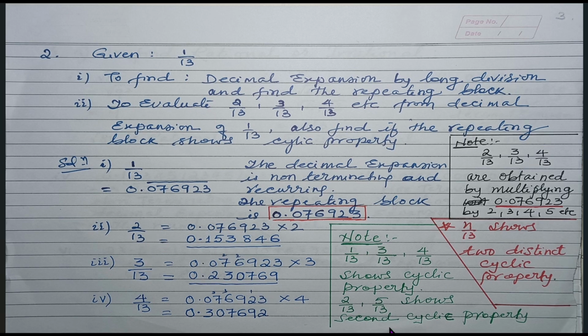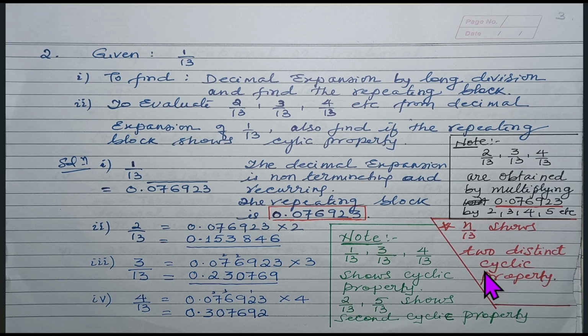So therefore we have two types of cyclic properties. It shows a cyclic property, but it shows two types of cyclic properties. There is one cyclic property here, and there is a second cyclic property also. Therefore there are two distinct cyclic properties when you divide n by 13, where n is 1, 2, 3, 4, consecutive numbers.